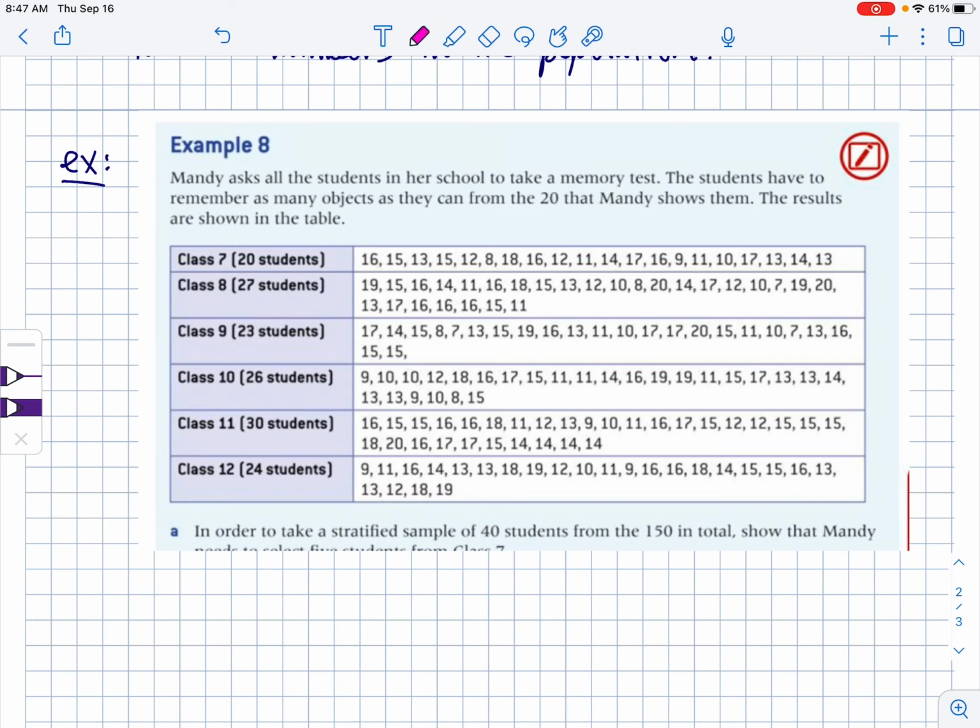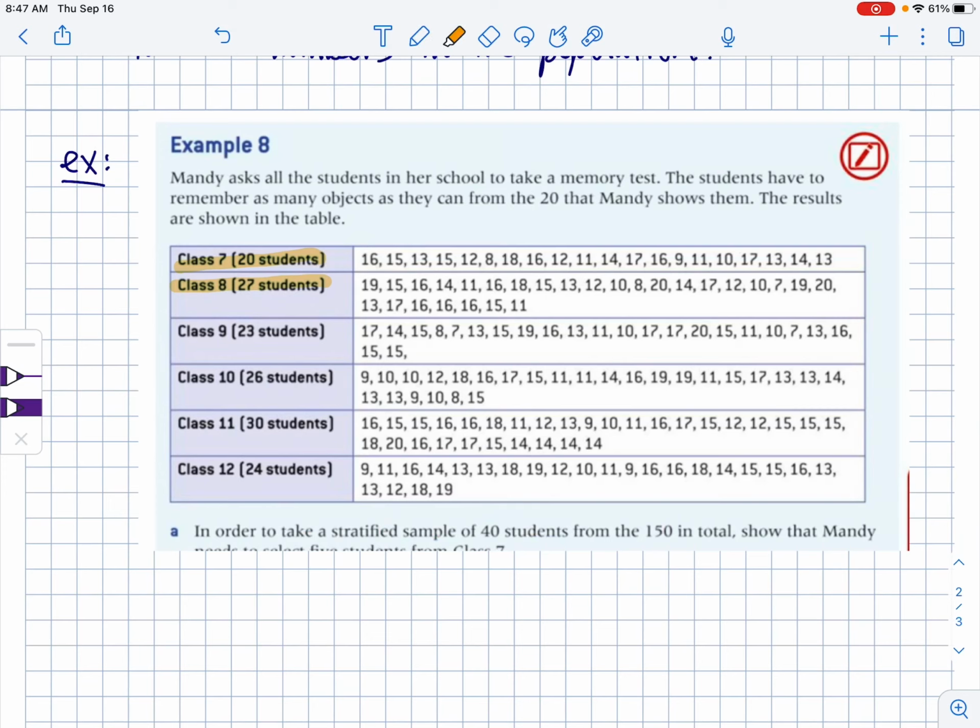For this example, Mandy asks all students in her school to take a memory test. The students have to remember as many objects as they can from the 20 that Mandy shows them. So Mandy shows them all these pictures of random objects, like a bike, a chair, a car, a bee, a mountain, stuff like that. And then after she's done, they have to remember as many of them as they can. In certain classes, like class 7, there were 20 students, and then in class 8, there were 27 students. And then each of these numbers is how many objects that particular student could remember. So that first student in class 7 remembered 16 objects.